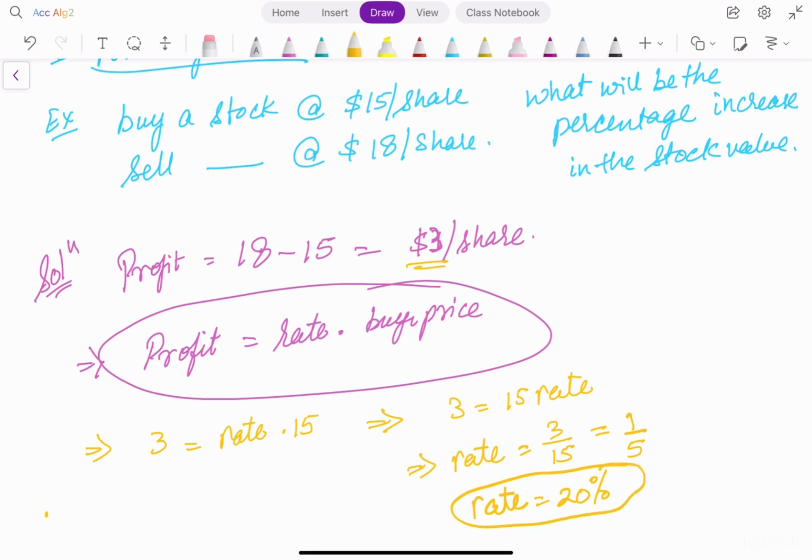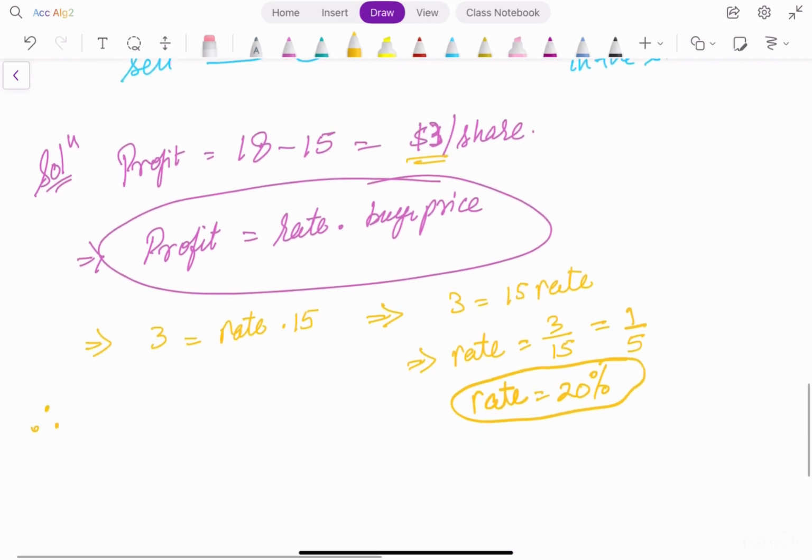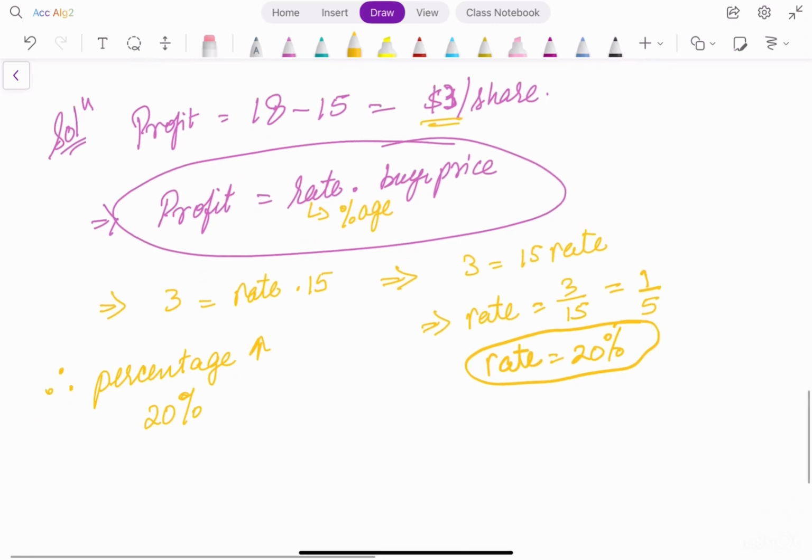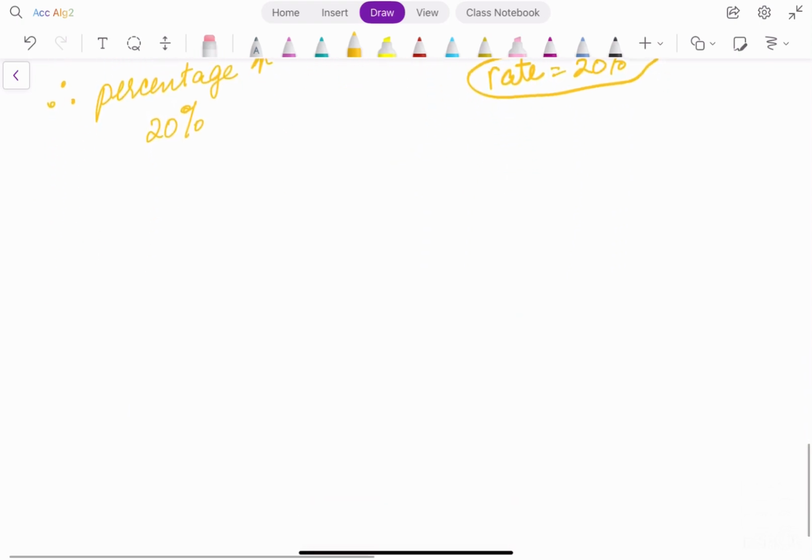So there is an increase of 20% from the buying price to the selling price. So we can say, therefore, the percentage increase is 20%. Right? So if you know how to read the word problem and how to write the given information step by step, then it will be easier to navigate. Let's take the second type of problem.